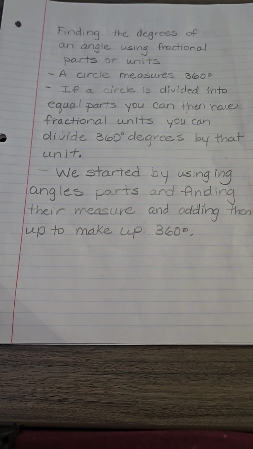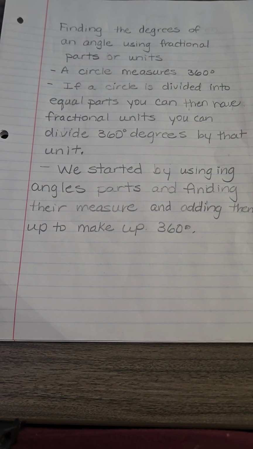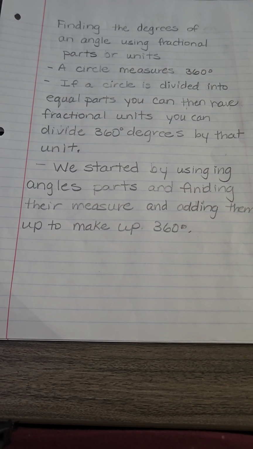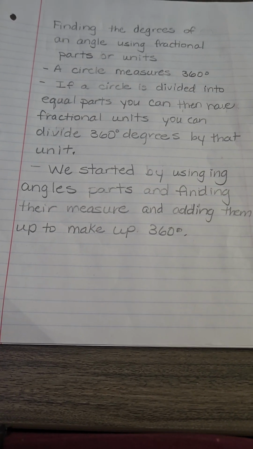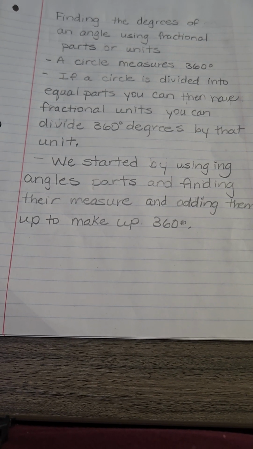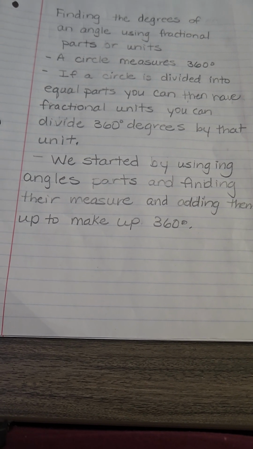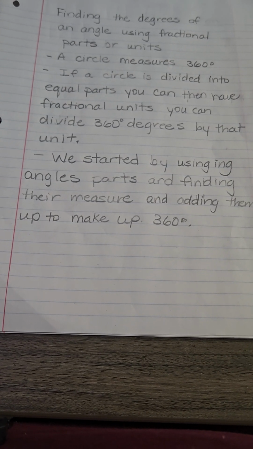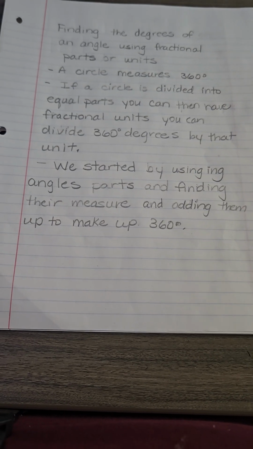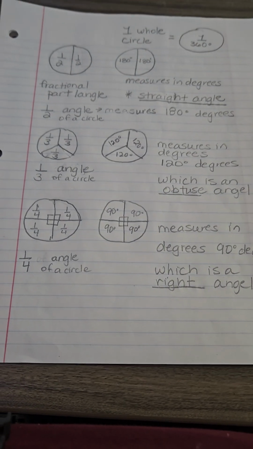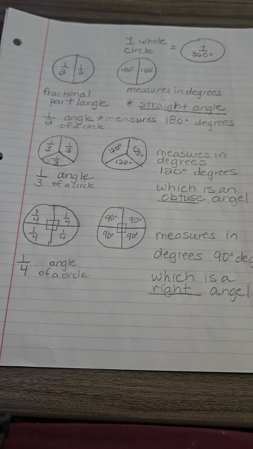A circle measures 360 degrees, and so we've taught the boys and girls that. If a circle is divided into equal parts, or you can think of those as units, you can then have fractional units, and you can divide 360 degrees by that unit. So we started by using angles and parts, finding their measure, and adding them up to make up 360. So we actually use physical angle wedges. And then we added in the math and the fractional piece.